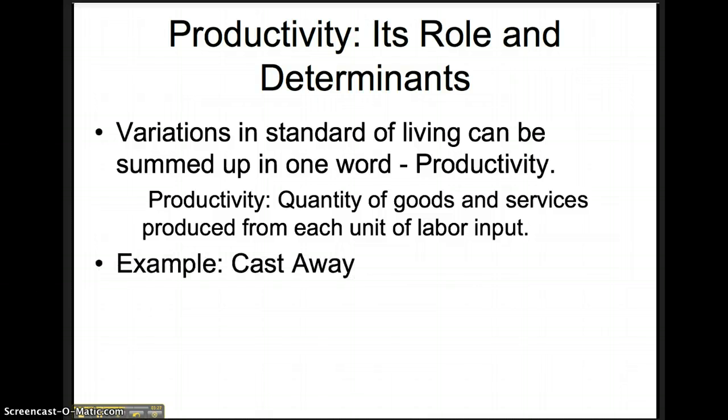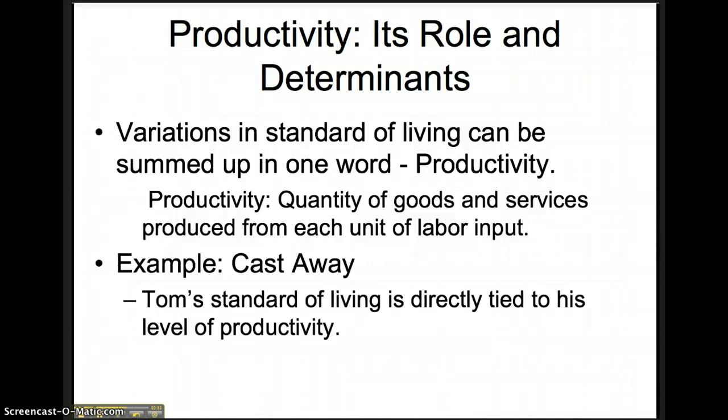Think of the example from the movie Castaway. Tom's standard of living is directly tied to his level of productivity. The more productive he is, the more fish he can catch, the more vines he can braid into rope, the bigger fire he can build. His standard of living will be relatively high. If Tom is not very productive and he can't catch very many fish, or make rope or build a fire, then his living standard will be relatively low.